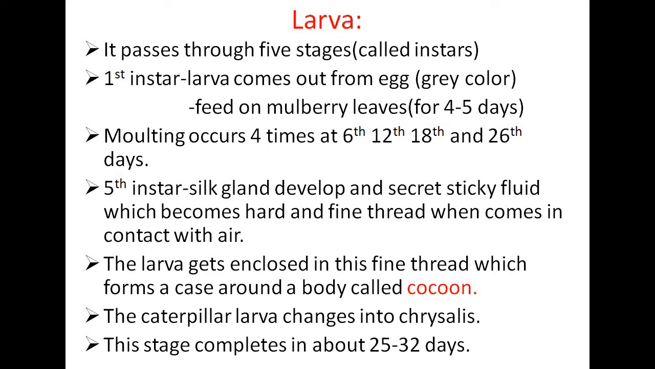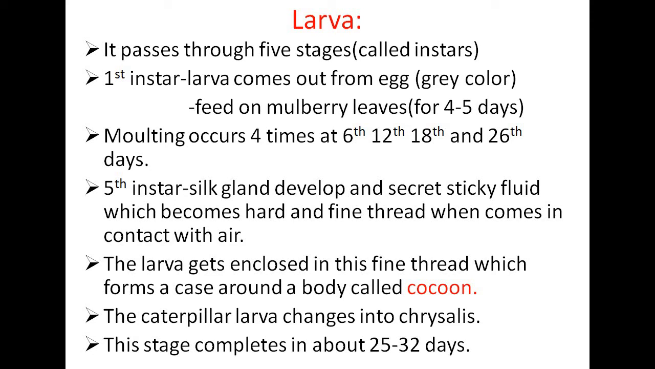In larva stage, it passes through 5 stages, that means called 5 instars. In first instar, that is first molting, what happens? Larva comes out from the egg, that is grey in color, and it feeds on the mulberry leaves for 4 to 5 days. Molting occurs 4 times at 6th, 12th, 18th and 26th days.